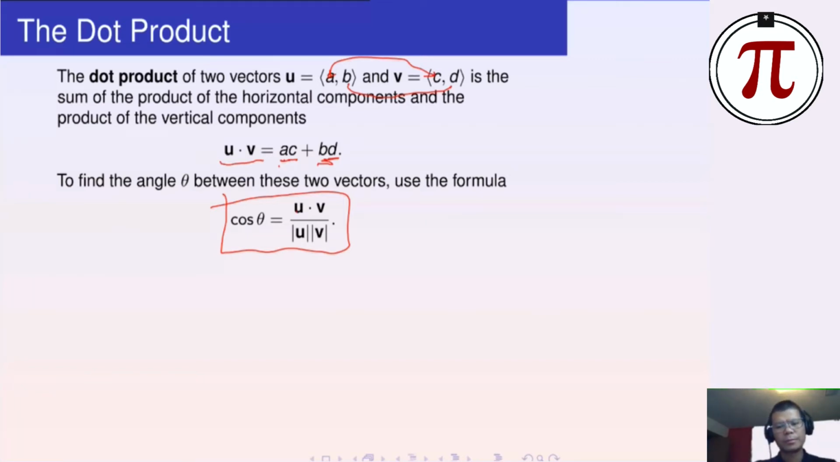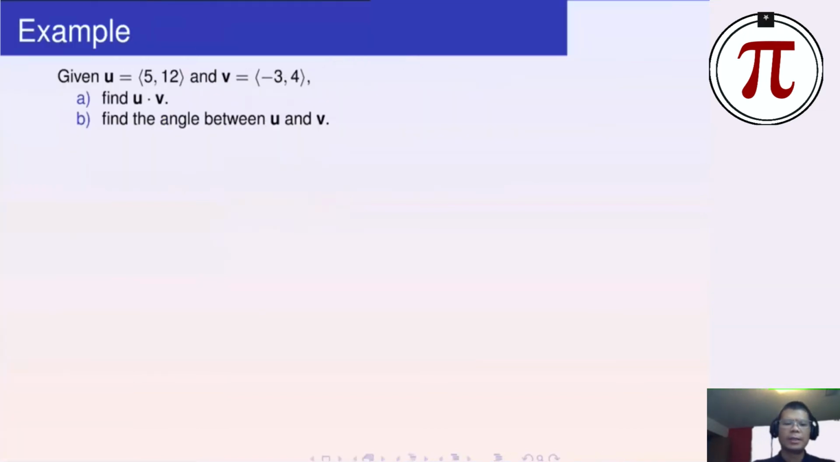All right, now let's consider an example here. Mustafa, can you read for us, please? Given u equals 5, 12, and v is negative 3, 4. Find u dot v, and find the angle between u and v. Very good.